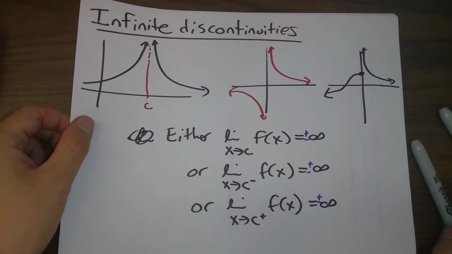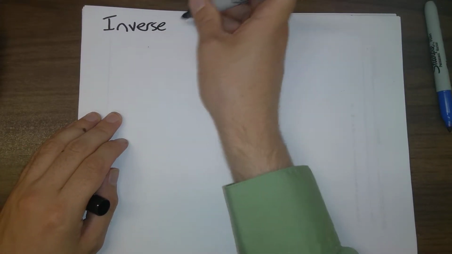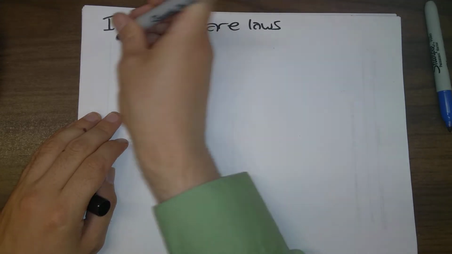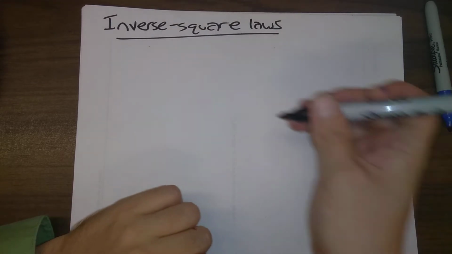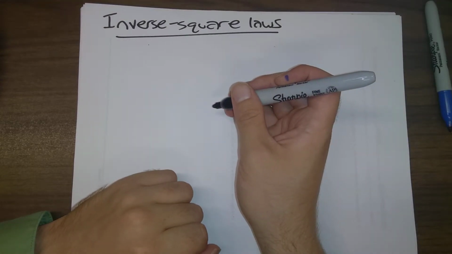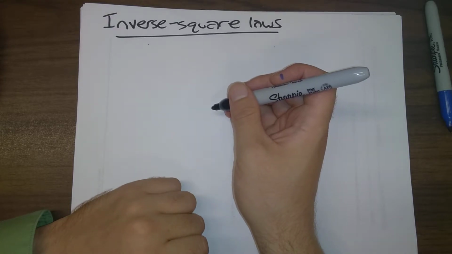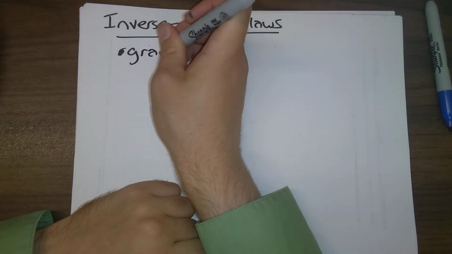And so you might wonder when this comes up in real life. Well, a lot of physical phenomena end up involving what are known as inverse square laws. So, for example, one thing has to do with gravitation.